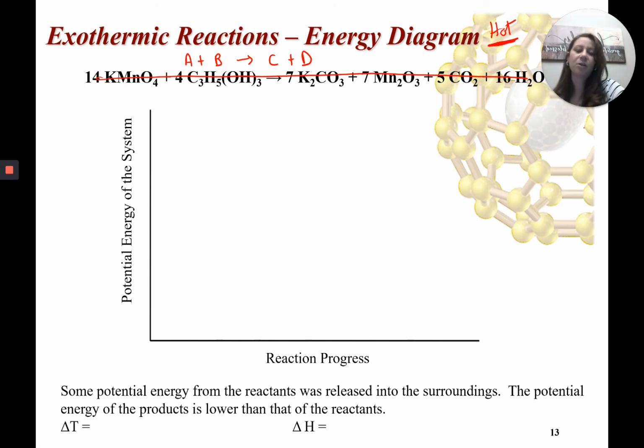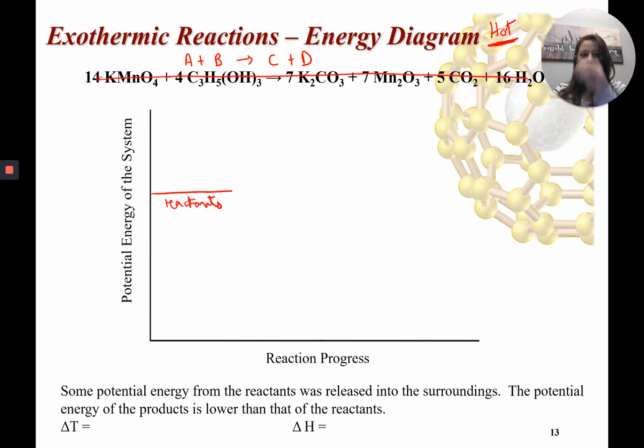Exothermic processes feel hot or warm. So in our energy diagram, on the y-axis, we have the potential energy of our substances. And on the x-axis, we have either time or reaction progress. So at the very beginning, we have just the reactants, right? And the reactants, A and B, have a certain amount of potential energy. So let's say they have this much potential energy. These are my reactants.